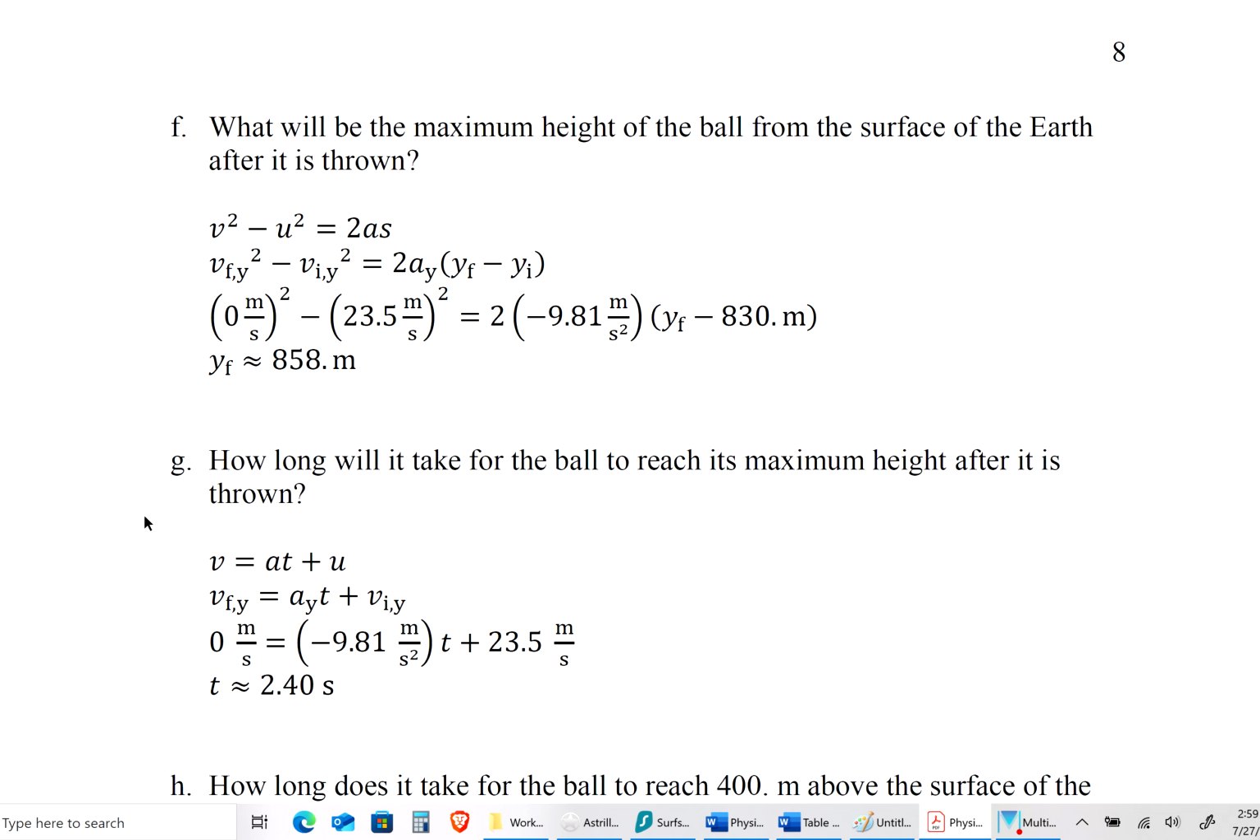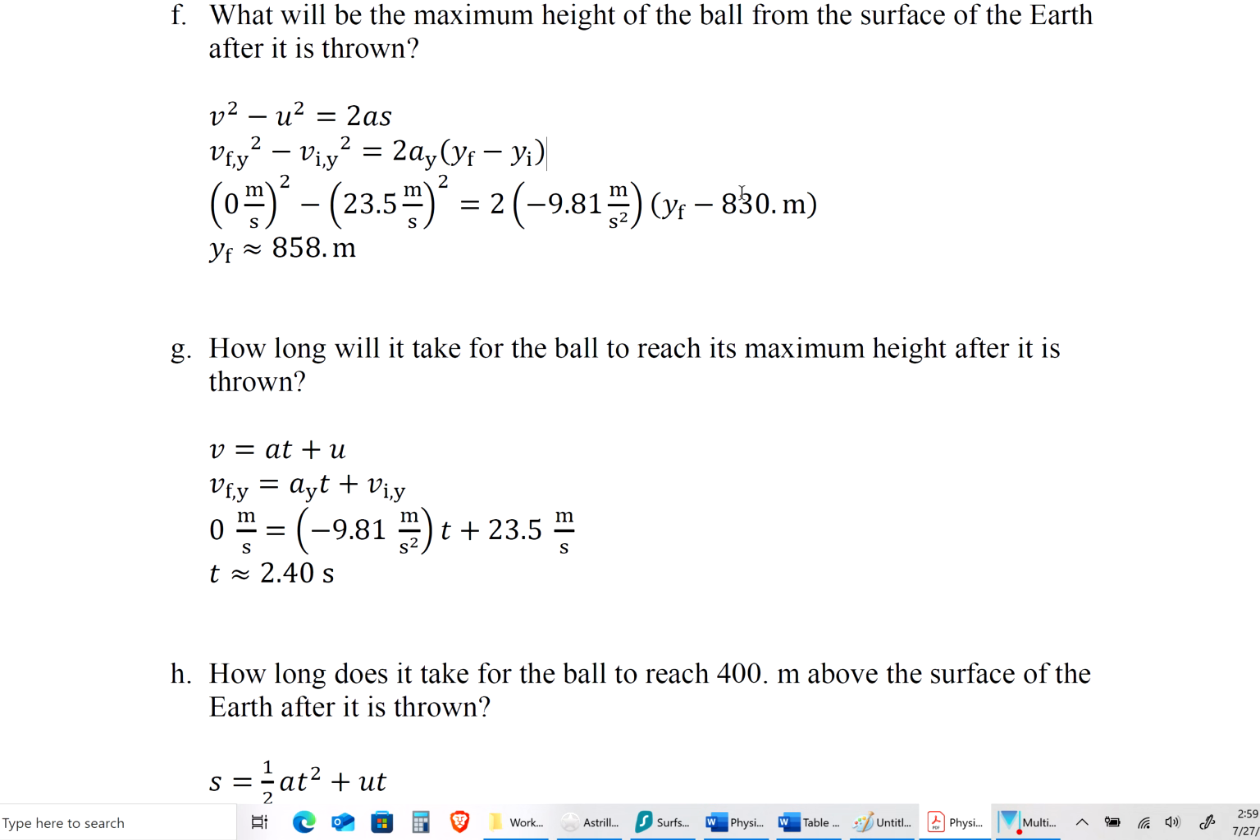Part F, what would be the maximum height of the ball from the surface of the earth after it is thrown? The maximum height of the ball from the surface of the earth. So this is a vertical motion thing. So this is why we use vertical variables. Notice there's no horizontal variables. We could solve for y final is 858.